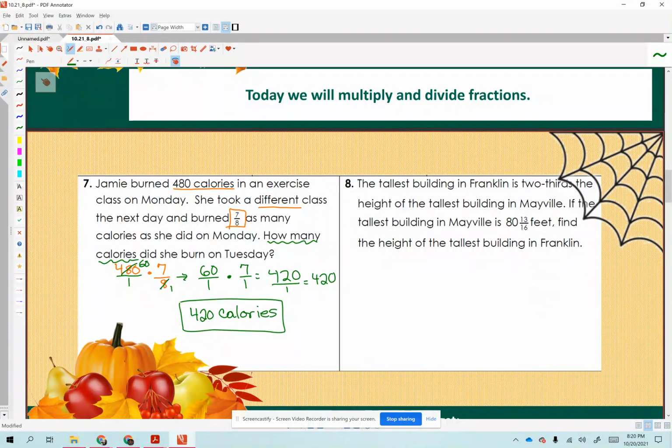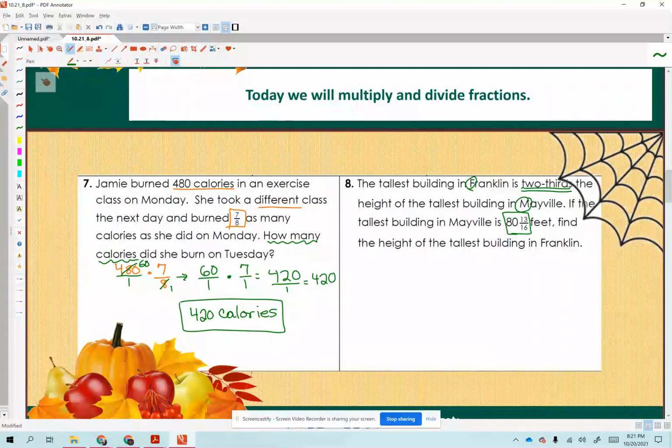Number 8, we've got two cities, Franklin and Mayville. And if you struggle with reading those words, just think of this as F and this as M. So the tallest building in Franklin is 2/3, be careful, they wrote it in words. So the tallest building in Franklin is 2/3 the height of the tallest building in Mayville. If the tallest building in Mayville is 80 and 13/16 feet, find the height of the tallest building in Franklin.